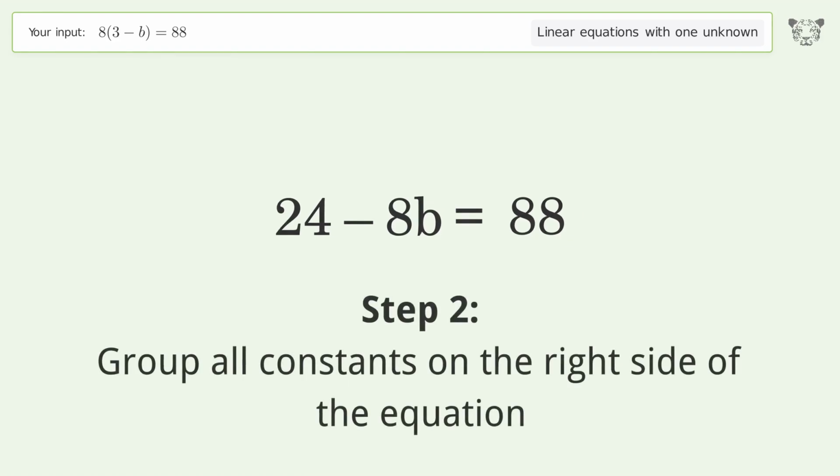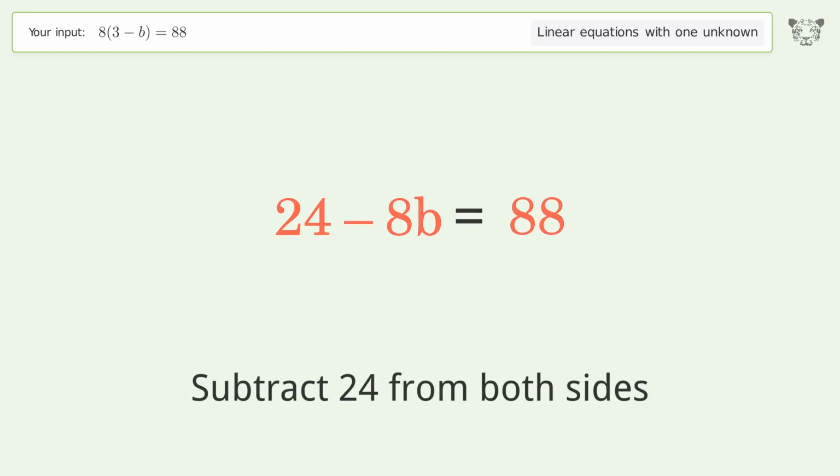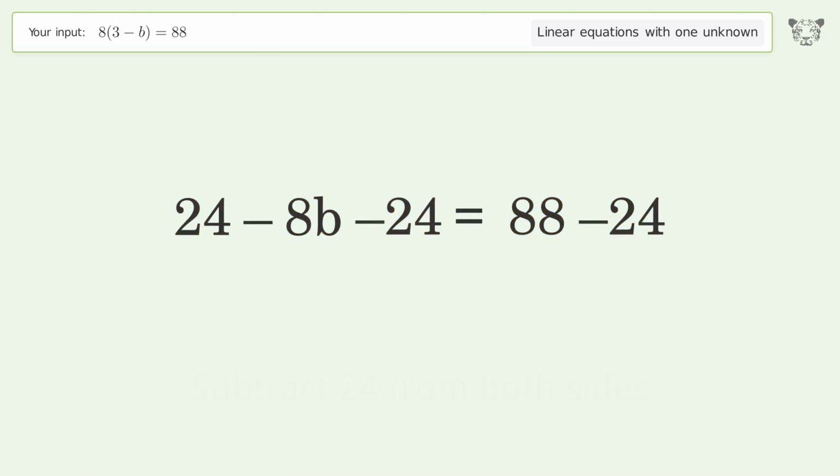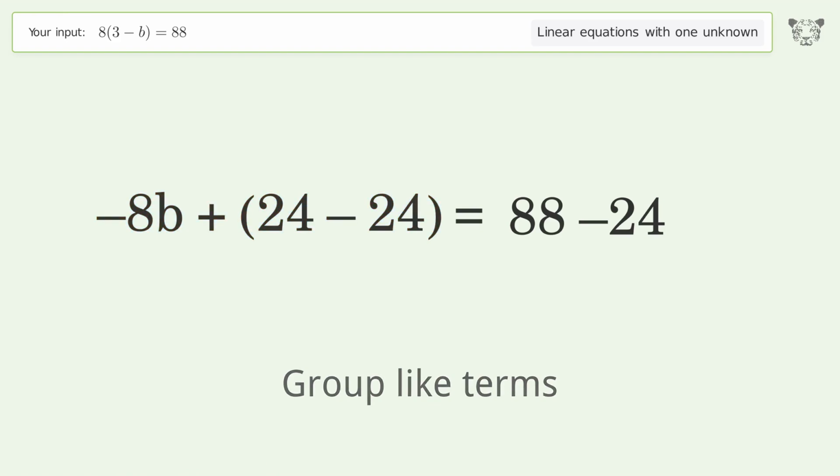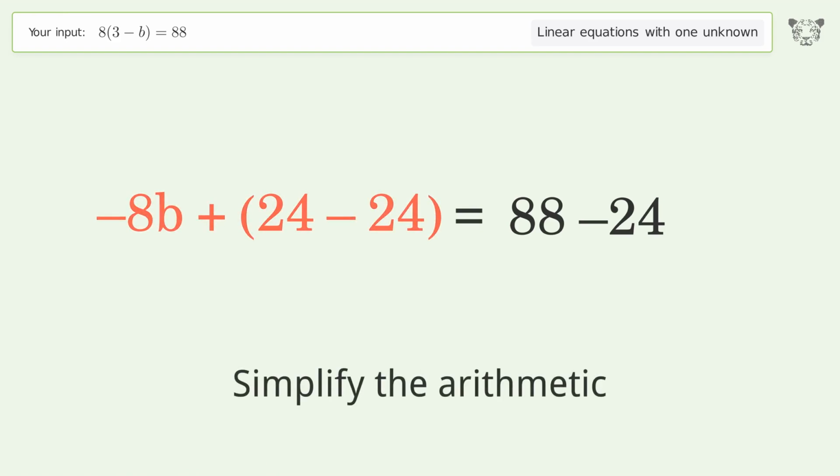Group all constants on the right side of the equation. Subtract 24 from both sides. Group like terms. Simplify the arithmetic.